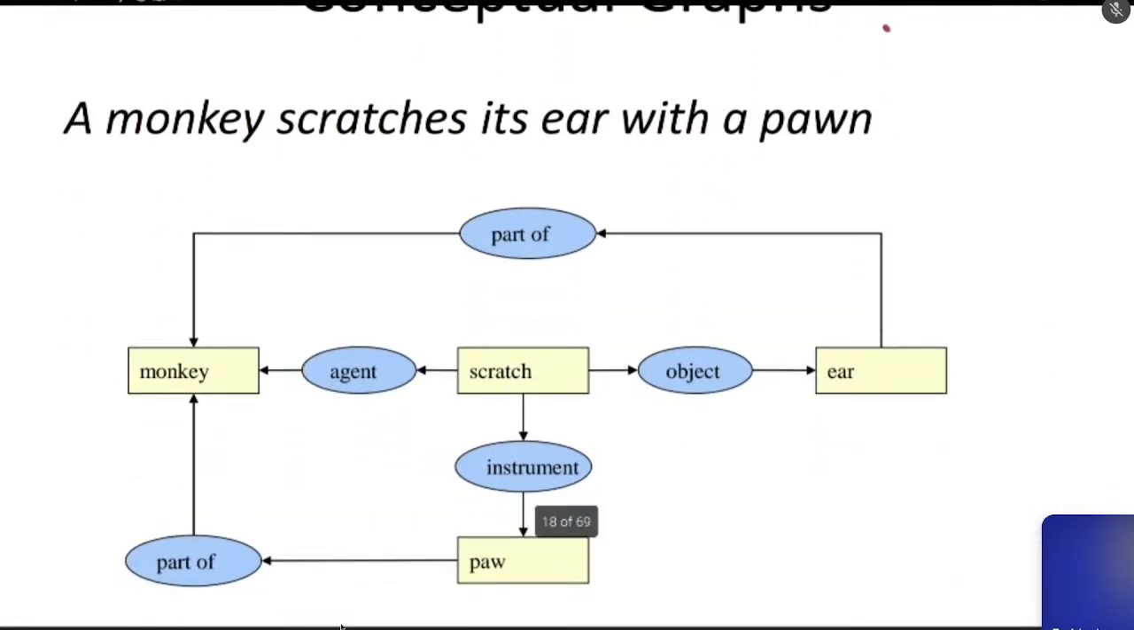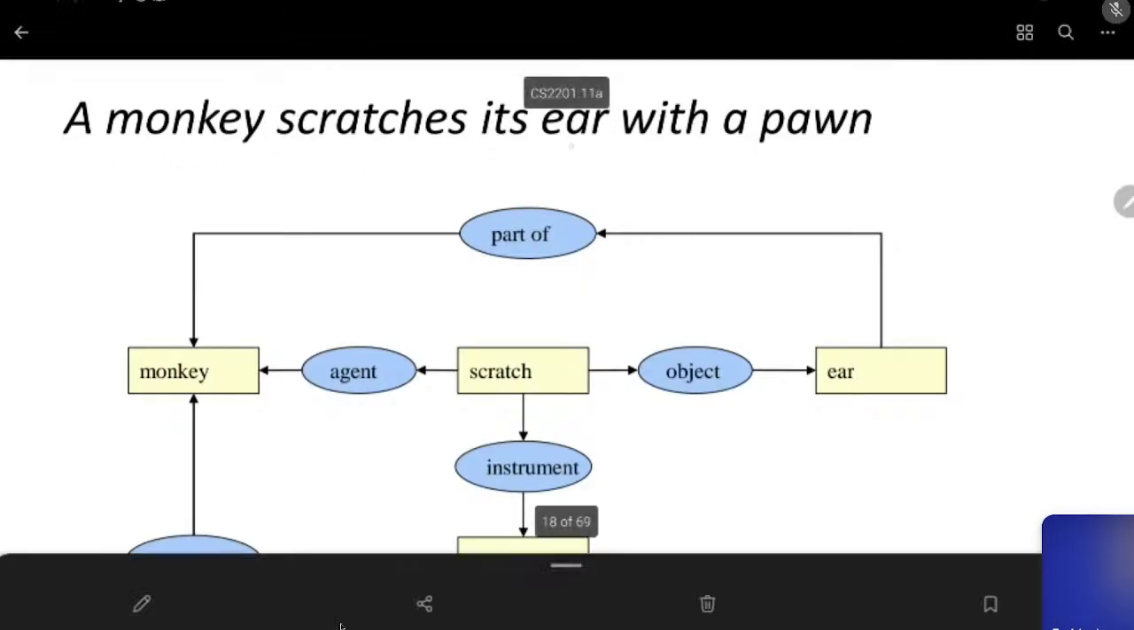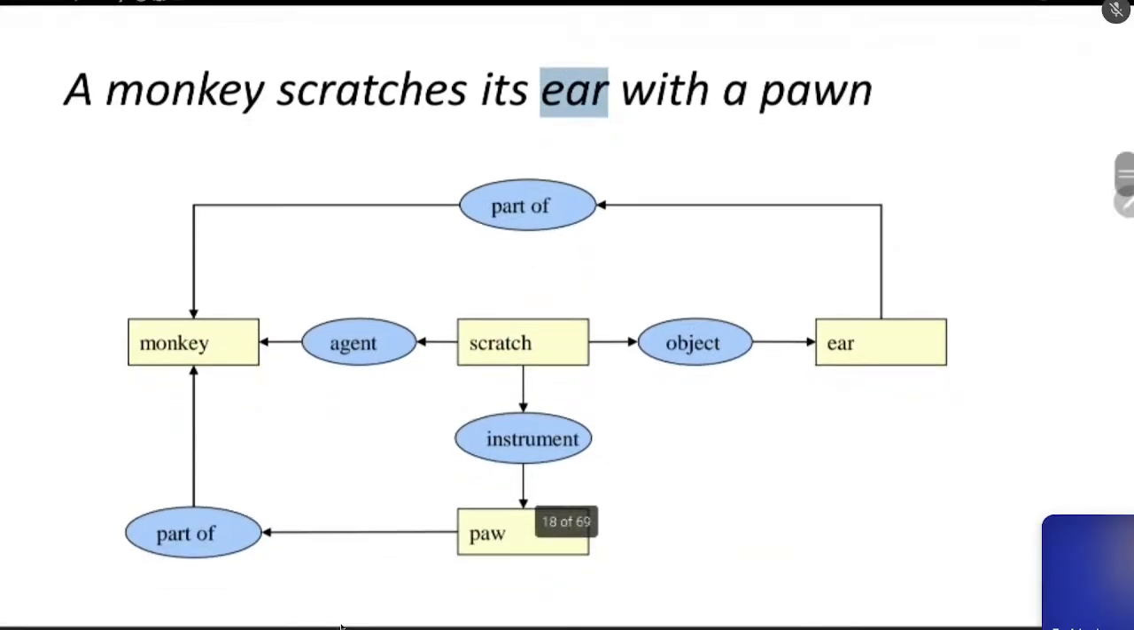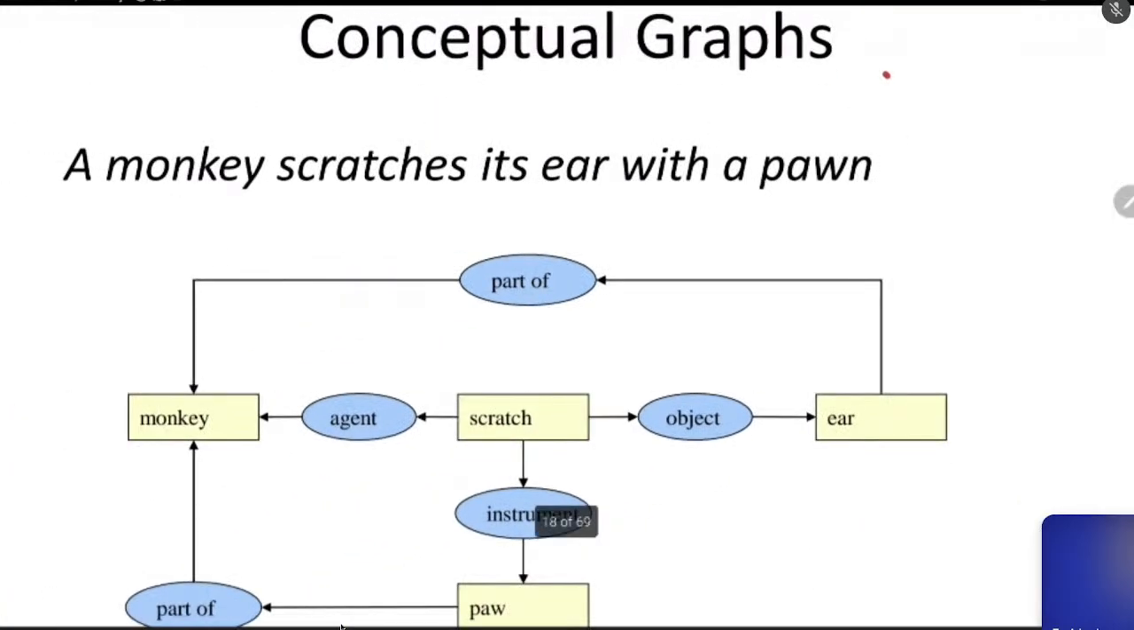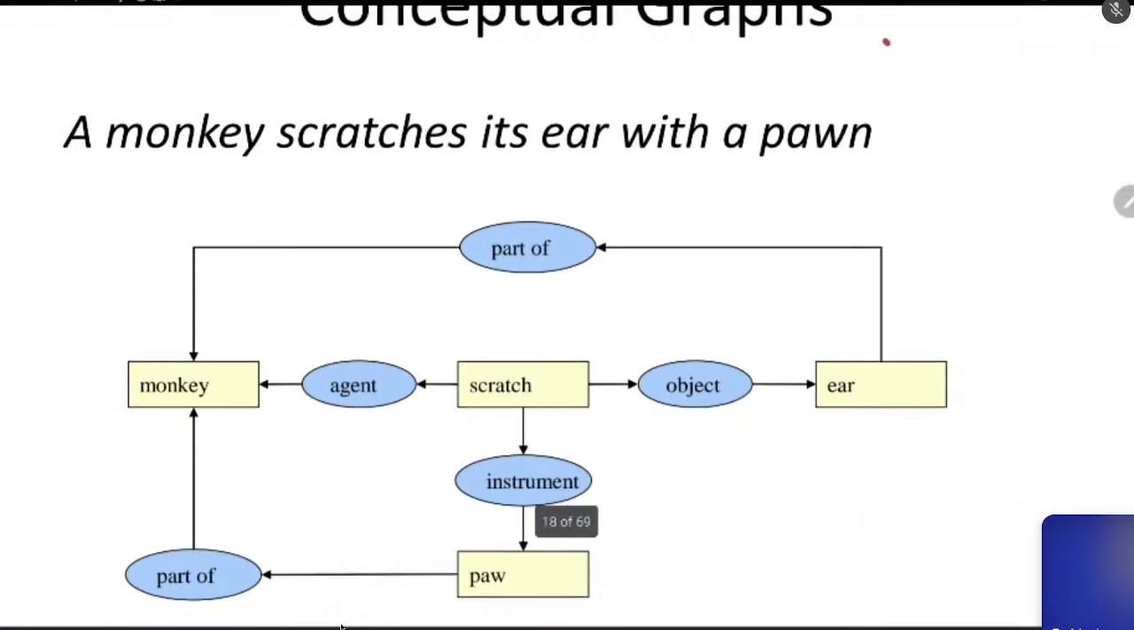Let's say you have a sentence: A monkey scratches its ear with a paw. In this sentence, monkey is a concept. Scratching is also a concept. Ear is also a concept. And paw is also a concept. So you have 4 concepts. You write monkey, scratch, ear and paw.